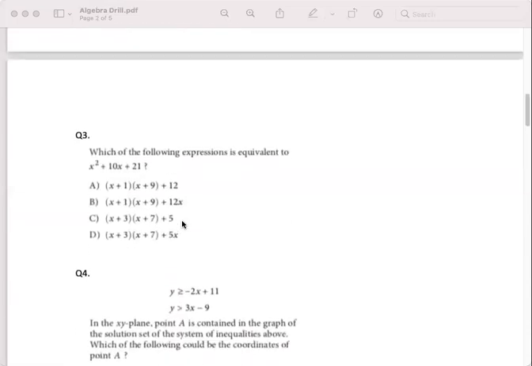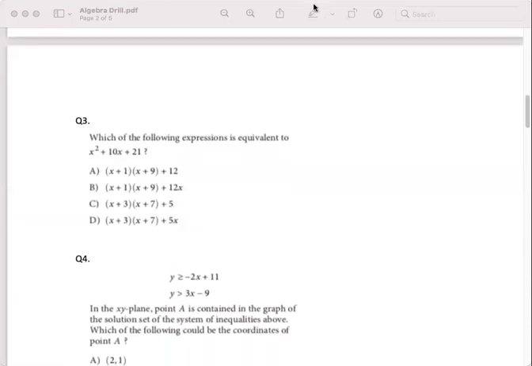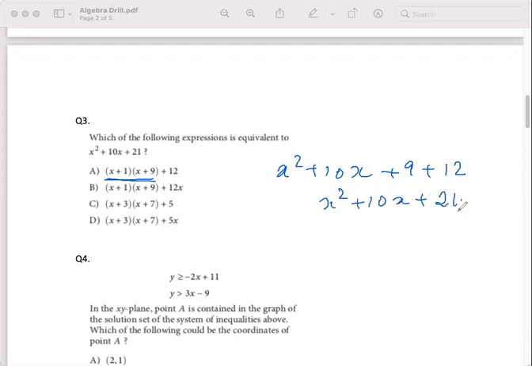Okay, question 3. Which of the following expressions is equivalent to x squared plus 10x plus 21? Okay, so if we look at option A, this expression becomes x squared plus 10x plus 9 plus 12, which is x squared plus 10x plus 21. So that is my answer.